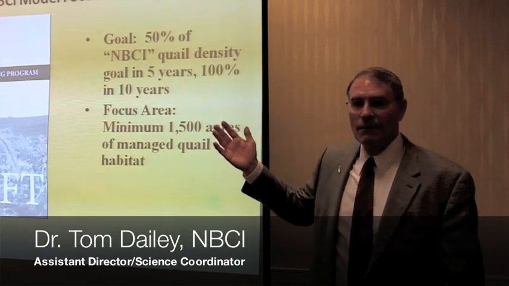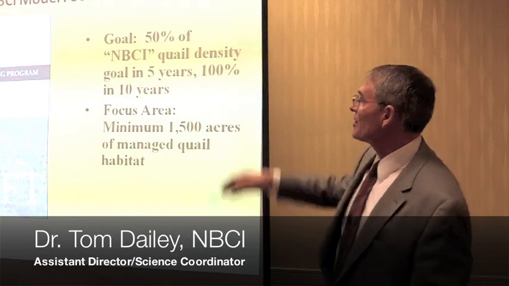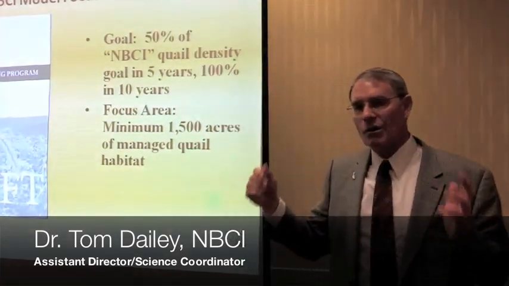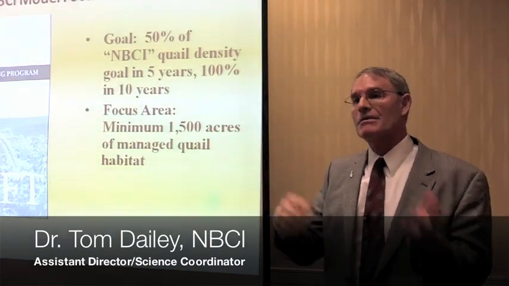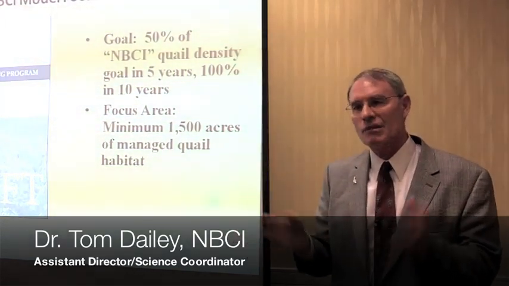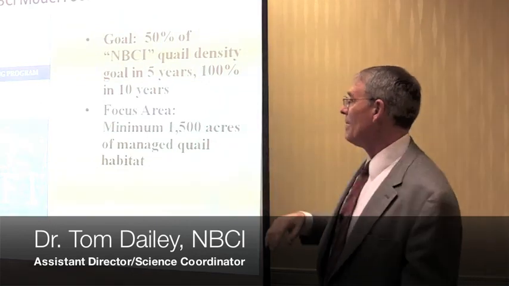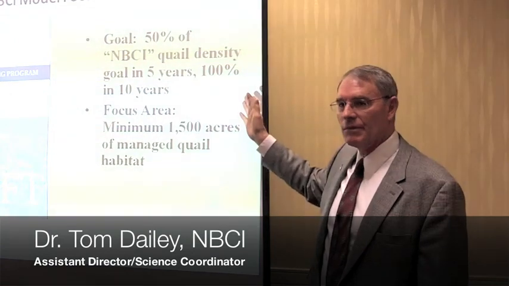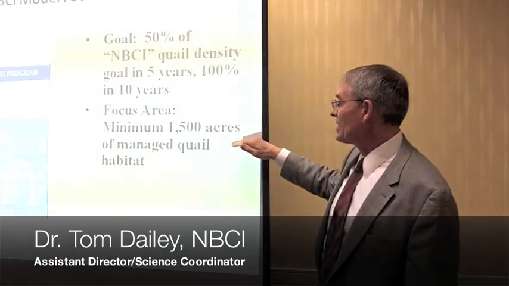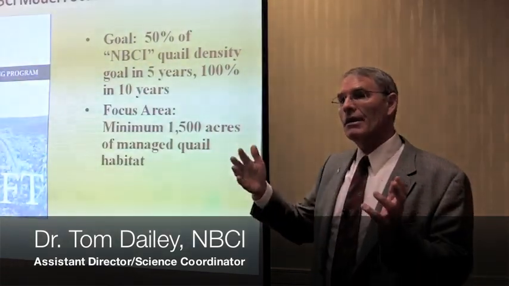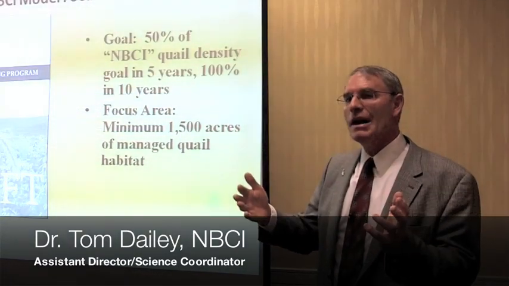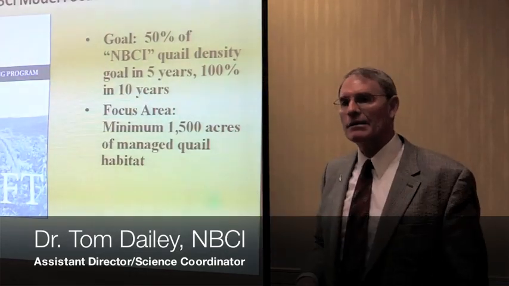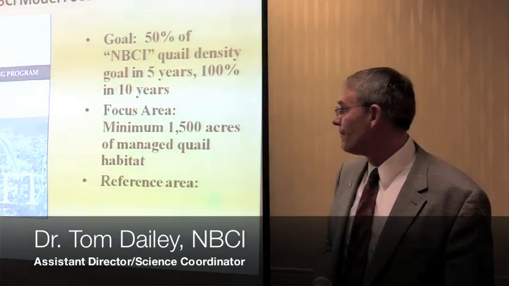The goal of the Model Focus Area program for focus areas is to reach 50% of the goal, and I have NBCI in parentheses because the quail density goals in the plan were actually derived by each state, so it's really their goal, but it's labeled NBCI. Reach half of that in 5 years and all of it within 10 years. The minimum size of a focus area, or the amount of managed bobwhite habitat within, let's say, a 6,000 acre area, is 1,500 acres. Next slide.